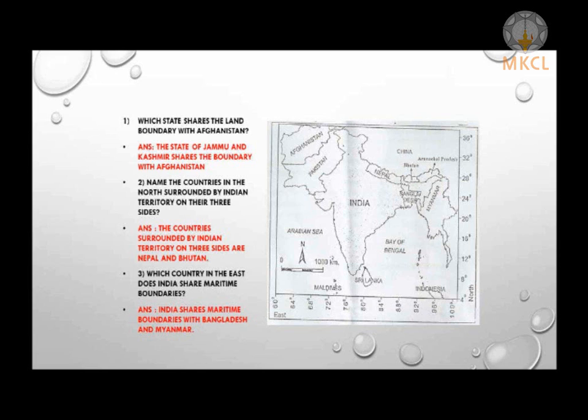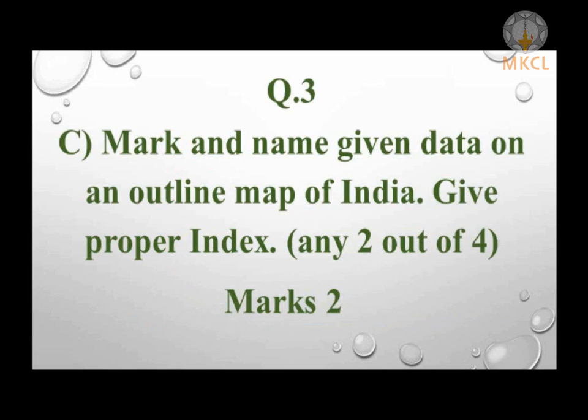So this way in your textbook there are almost 25 to 30 such maps and diagrams. Children, please practice reading every diagram, and that will help you to score these 2 marks very easily. Let's go to the next question, the last sub question of question 3. Mark and name the given data on an outline map of India given to you. You are already given this map and a proper index.